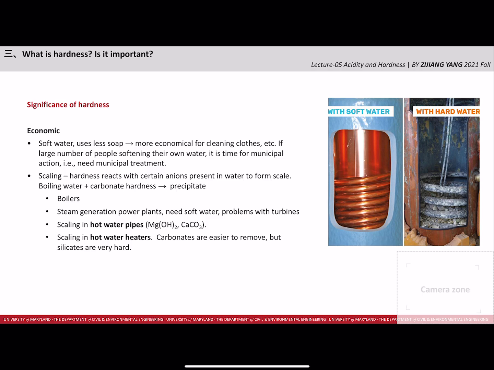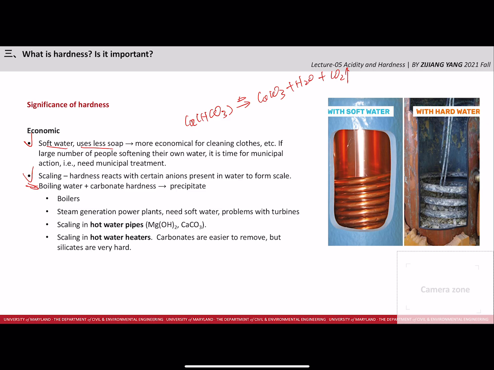Hardness is also related to our economy. Again, for washing clothes, soft water lets us use less soap. And we also have the problem of scaling. Hardness reacts with certain anions present in the water to form scale. So basically, if we have boiling water and we have carbonate hardness, then we will have precipitation. As I mentioned before, the general equation is that we can decompose this into calcium carbonate, water, and CO2.